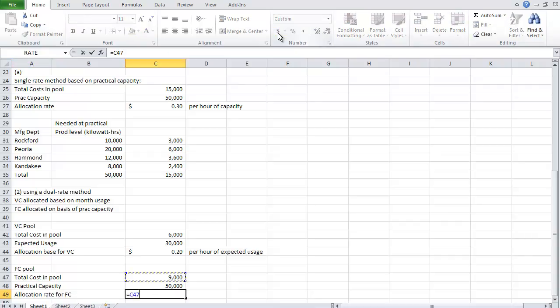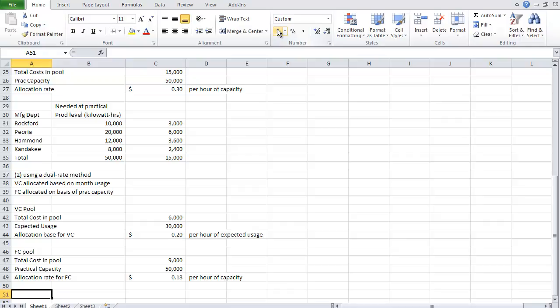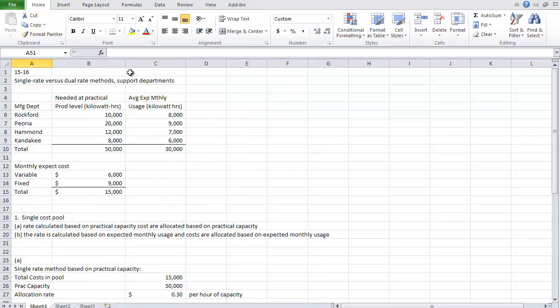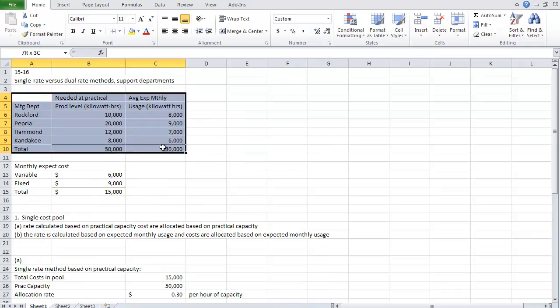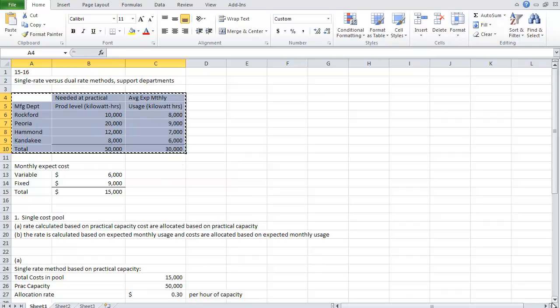By taking the 9,000 divided by the 50. And this is based on per hour of capacity. Then we're going to do the exact same thing we did. So I'm going to take, and I'm just going to copy this down just so that it's all right there for me. You don't have to do this part, obviously.